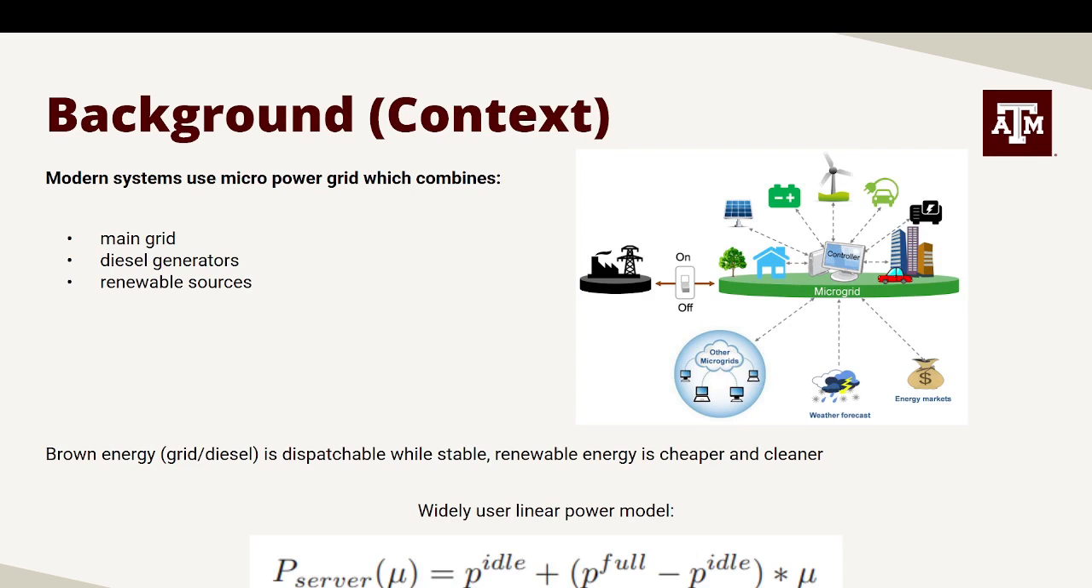Modern systems rely on a microgrid that combines the main grid, diesel generators, and renewable sources. While brown energy sources like grid and diesel are stable, they're expensive and polluting. Renewables are cheaper and cleaner, but non-dispatchable. To model power usage in such systems, we use a linear power model as shown here, where the output of the server, which is a function of the CPU usage, is the idle power plus the difference of the full power minus the idle power times the CPU utilization.